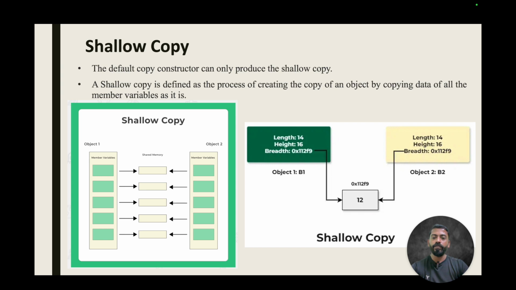Shallow copy means one or more objects share the common memory space. If the common memory space is shared by one or more objects, and you change anything in one object, that will affect the other object, because every object shares the common memory space. According to this example, if you change the breadth to 12, the other object will also store breadth as 12. So this is how the shallow copy works. If you change anything in the given object, it will affect the other object also, because the copy is stored in the other object. So this is called a shallow copy.